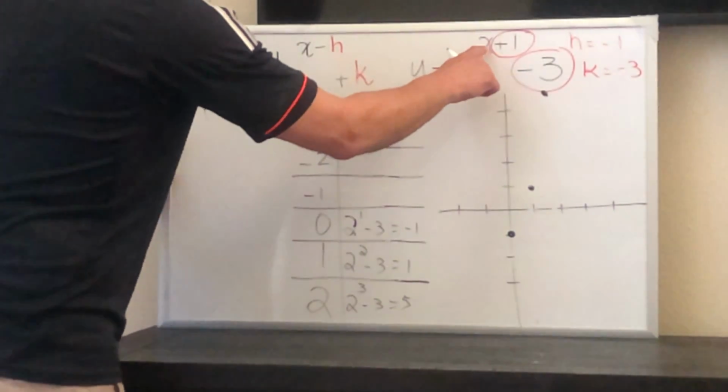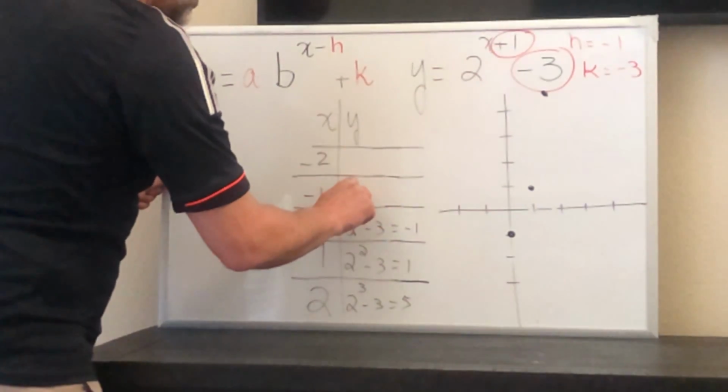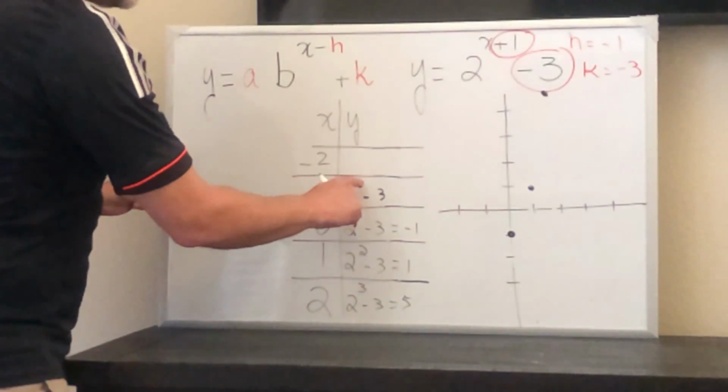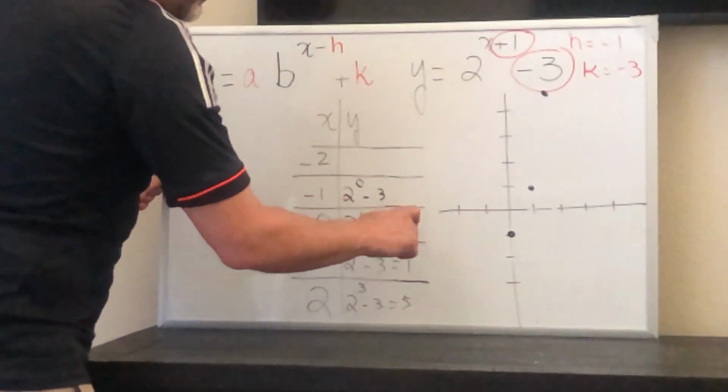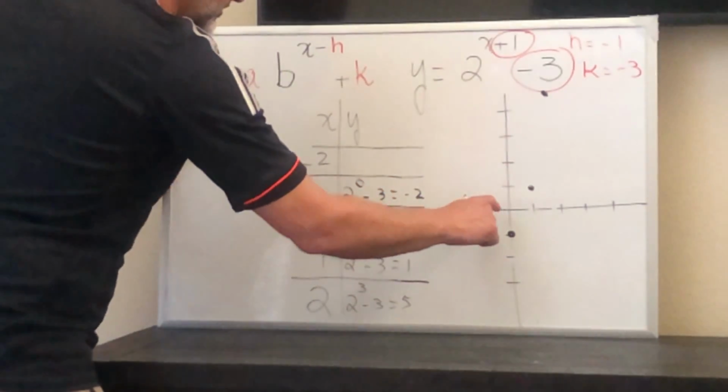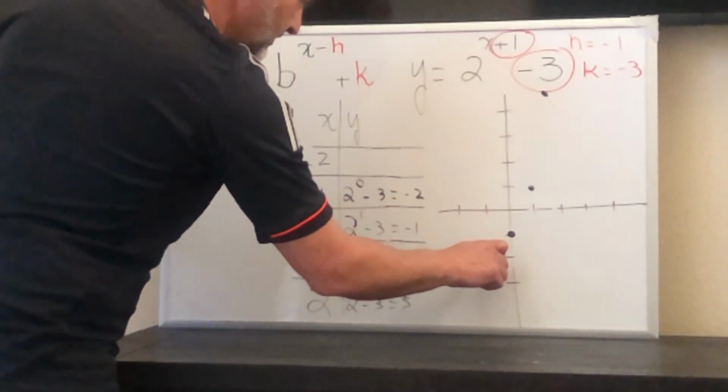-1. -1 plus 1 is 0, so 2 to the power of 0 minus 3. 2 to the power of 0 is 1, 1 minus 3 is -2. So at -1, we get negative 2. So (-1, -2).